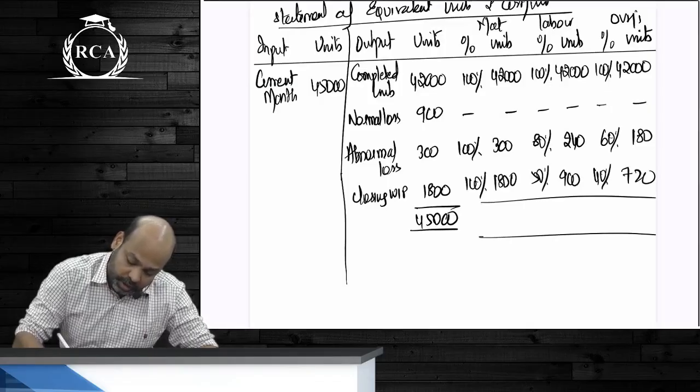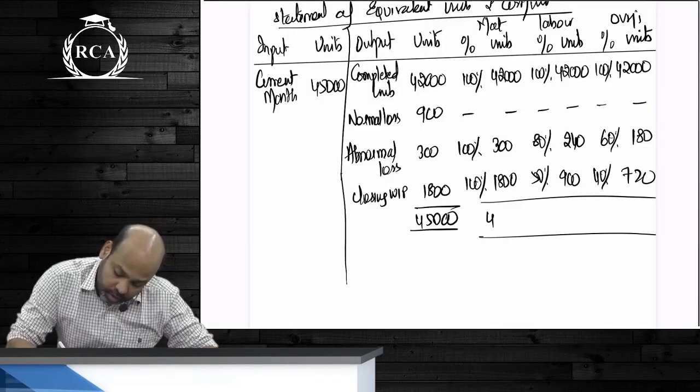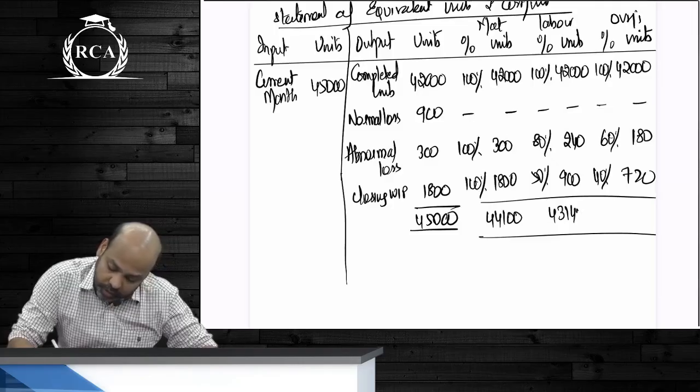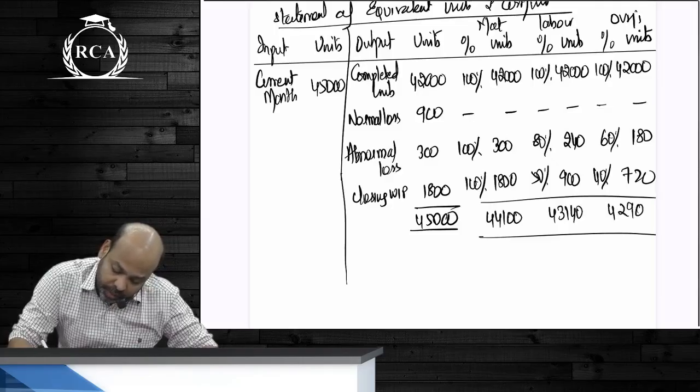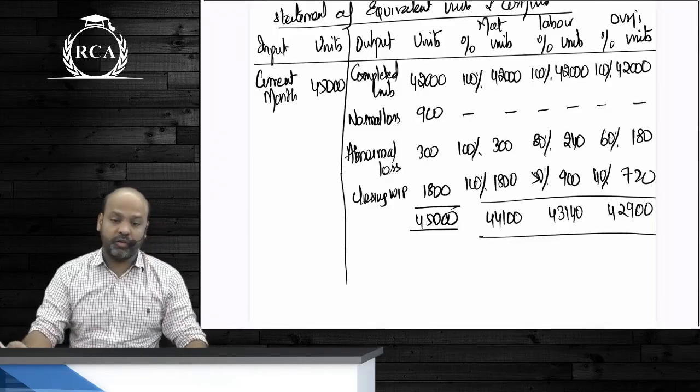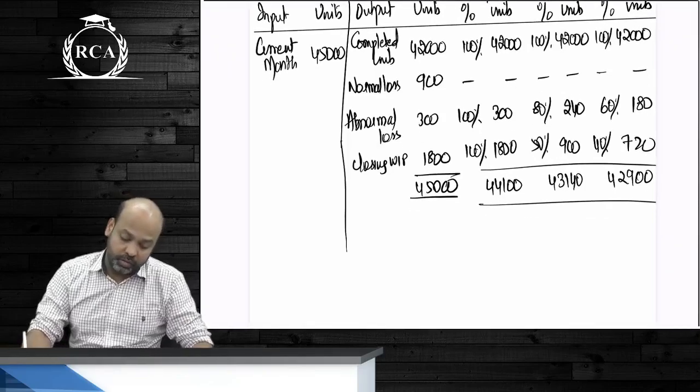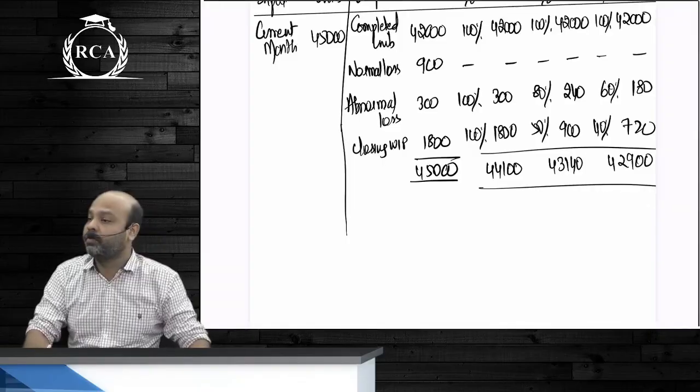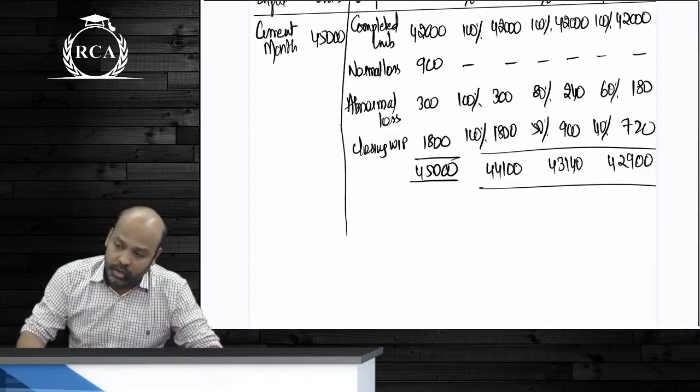All put together, this will become 44,100. This was 43,140 and this was 42,900. Please check if you all got equivalent units as this: 44,100, 43,140 and 42,900.